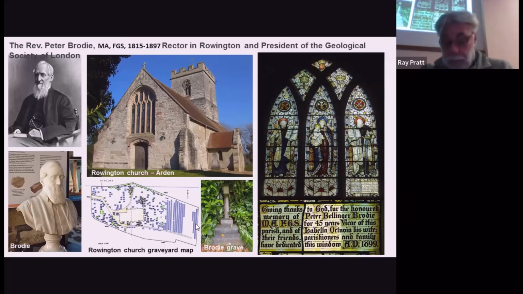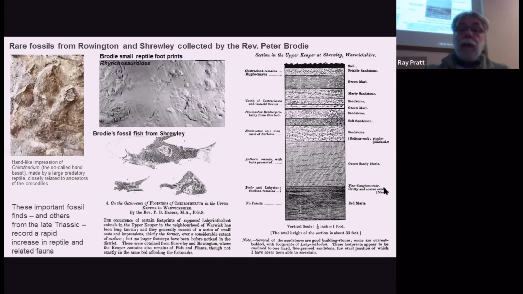What Brodie did back in the 1850s was visit these outcrops of the Arden Sandstone, and he made a pretty good log on the right there. There's his section of the Keuper at Shrewley. Remember, in the old terminology, the upper Keuper is what we now call the Mercia Mudstone Group. So you can see his lower shales, and then he's got these sandstone packages above them, and that's pretty much what we see today.